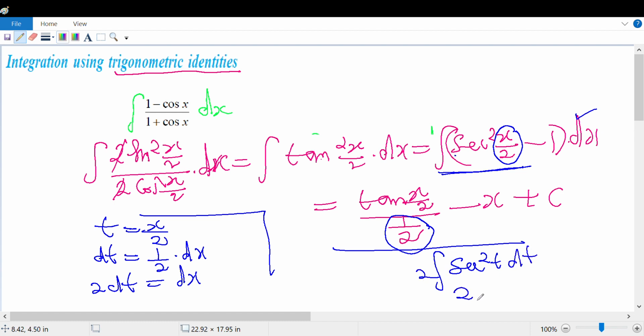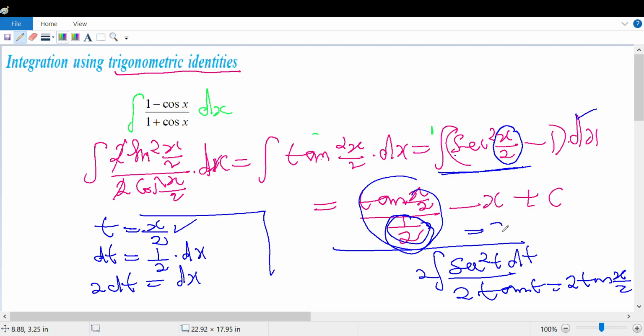we still get the answer: the integral of sec square t will be tan t, and 2 tan t is nothing but 2 tan x by 2. So that's what we got here. This answer is by reciprocal multiplication. This will be 2 tan x by 2 minus x, plus c. I think it's clear for you.